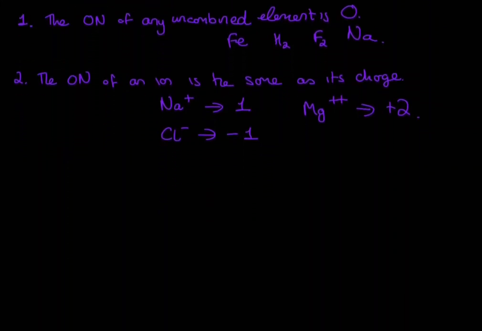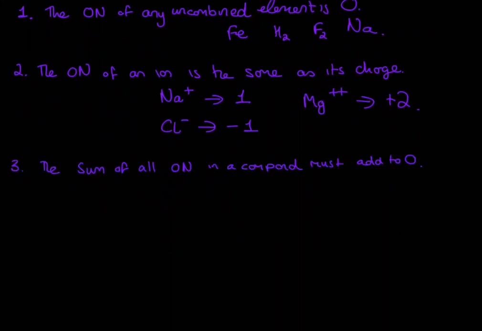Okay. The third rule then is that the sum of all the oxidation numbers in a compound has to add up to 0. So for example, if we look at this example, which is sodium chloride, the sodium is going to get an oxidation number of +1, and then the chlorine is going to get an oxidation number of -1. Now the sum of +1 and -1 is going to be 0. So that links in with that rule right there.